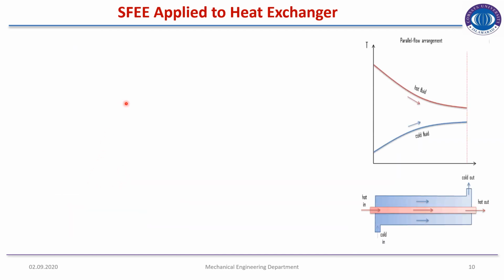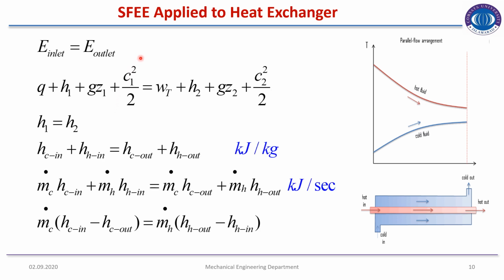We will apply the steady flow energy equation to the heat exchanger. You must remember that the hot and cold fluid direction is the same, so we are solving the steady flow energy equation for a parallel flow heat exchanger. It is also mentioned here, parallel flow arrangement. Energy at the inlet and outlet are the same. That is the main form of the steady flow energy equation.